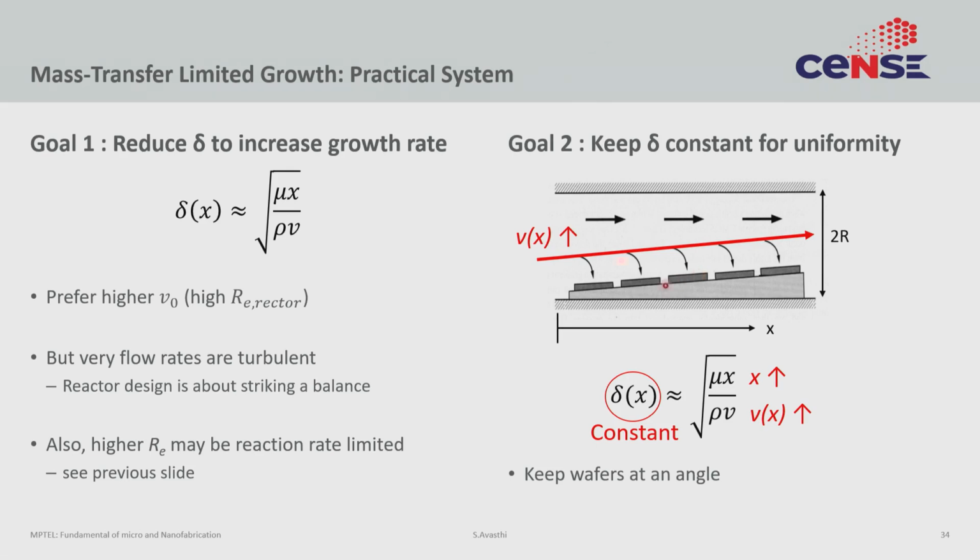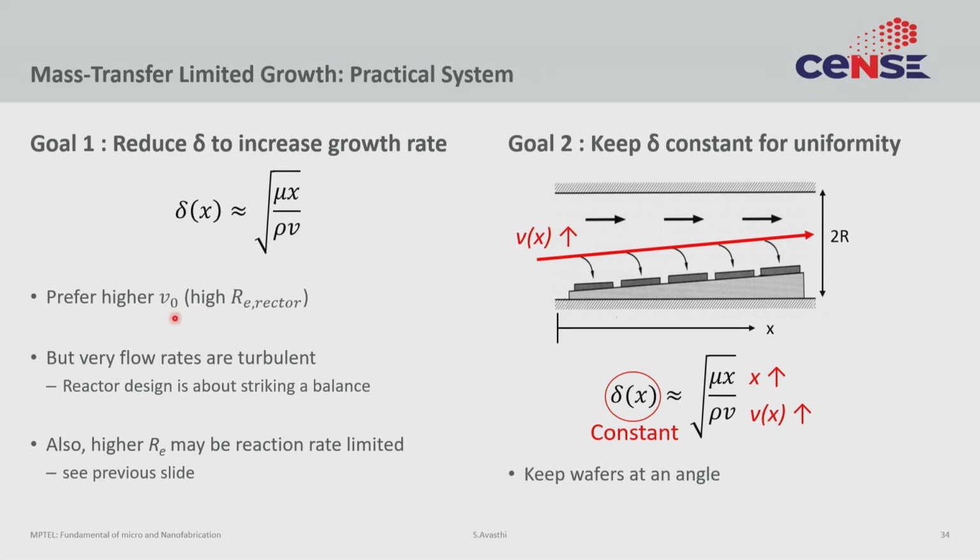So the first is to just notice this delta, right? Now the growth rate is inversely proportional to the thickness of the boundary layer, because the thicker the boundary layer, the more the gas has to diffuse. So what can we do to reduce this boundary layer? The easiest thing we can do is increase the velocity of flow, right? The higher the velocity of flow, the lower the boundary layer.